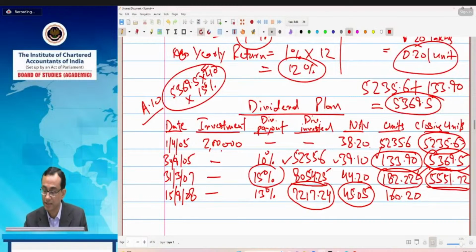So now the total closing units will be this portion, 5,551.72, and the units which have increased due to dividend reinvestment, both will be added. So 5,551.72 plus 160.20 will be 5,711.92.